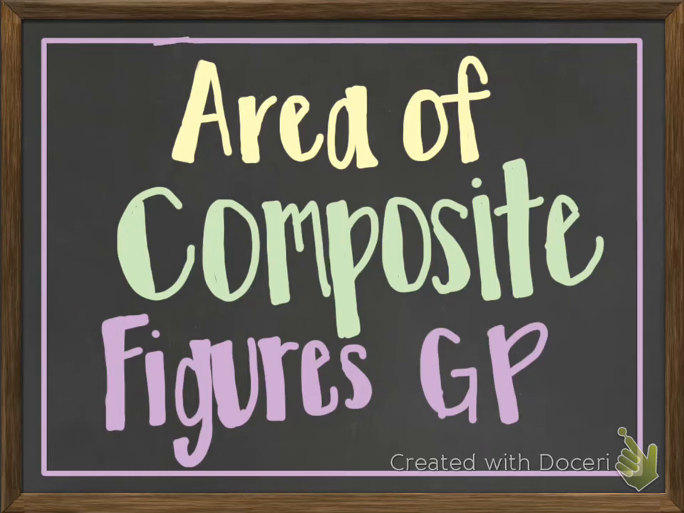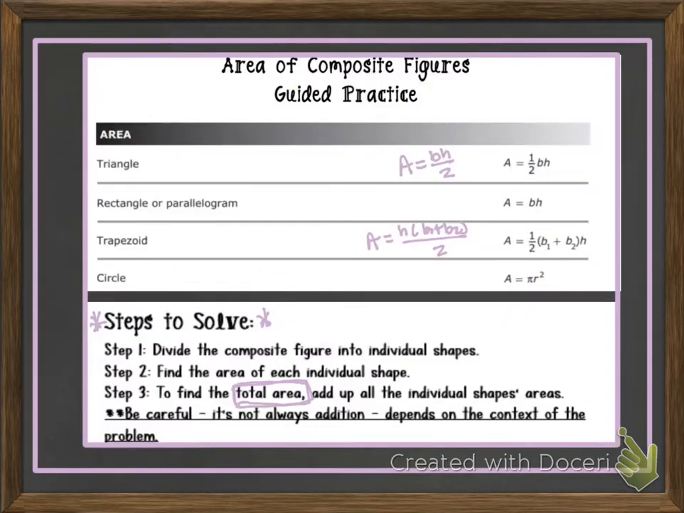Okay, so on Friday we learned how to find area of composite figures. That's taking a figure and breaking it up into a few different figures, or a couple of different figures, and then adding them together to find total area. And so today we're going to take that same concept and move to a guided practice.